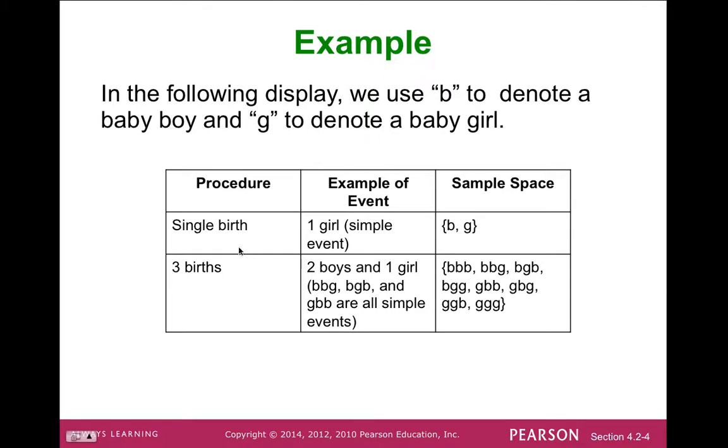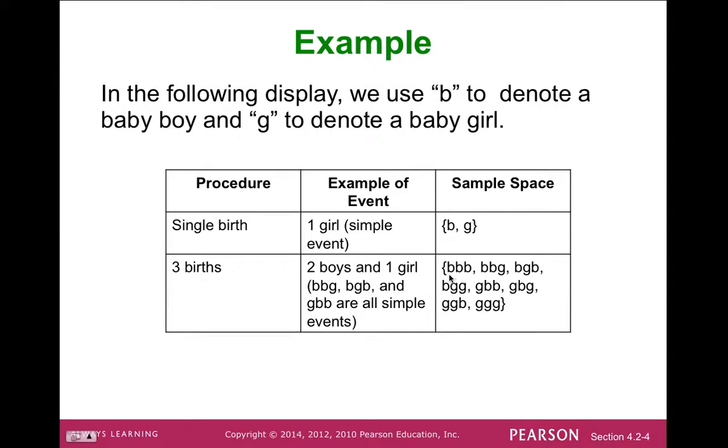Okay, so then let's look at it for 3 births. So this is 3 births in a row. Okay, so let's give an example of what that might look like. 2 boys and 1 girl. Now you could get that a few different ways. You could have 2 boys in a row and then a girl, a boy, a girl, and then a boy, or a girl, a boy, and then a boy. And all of those would be simple events. But the full sample space for 3 births is all the different possible outcomes.